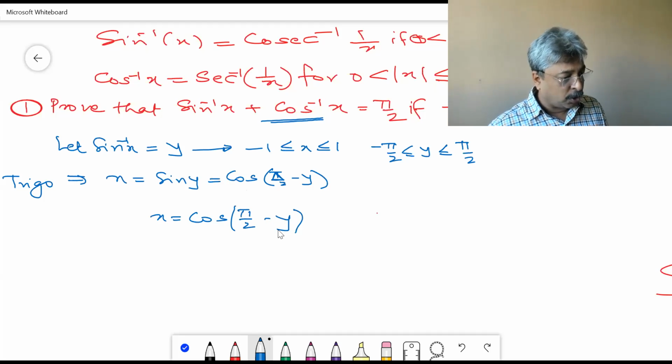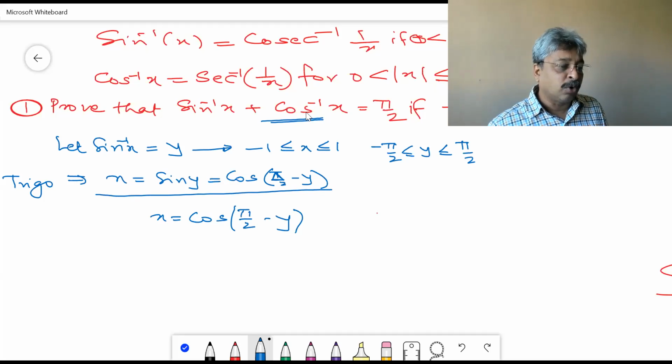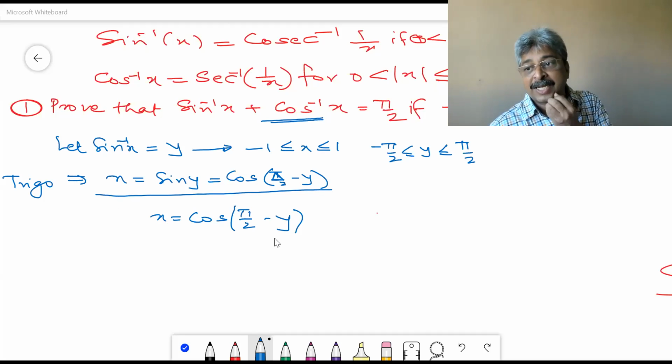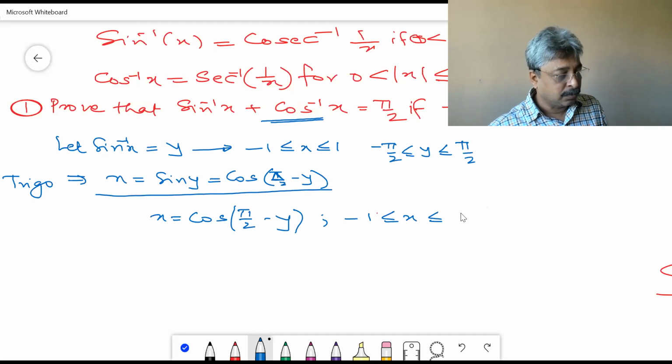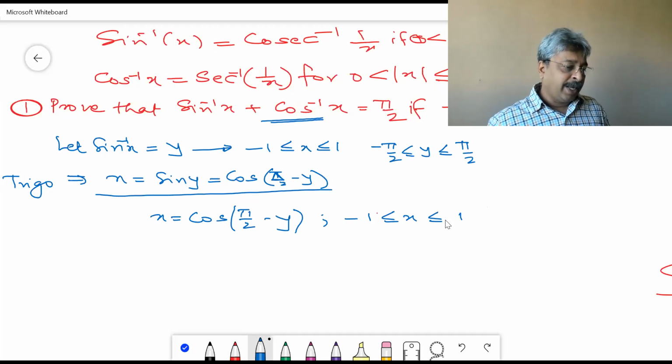Okay, this is the most important, very important step: the trigonometric adjustment that you have to do according to what you want to prove. That is the first step. And the second step is what angle change you make so that you remain in the domain range requirement of the inverse. So I am allowed to take inverse of x provided x is between minus 1 and 1, which it is, no problem. And I am allowed to take cos inverse provided the angle is in the desired range.